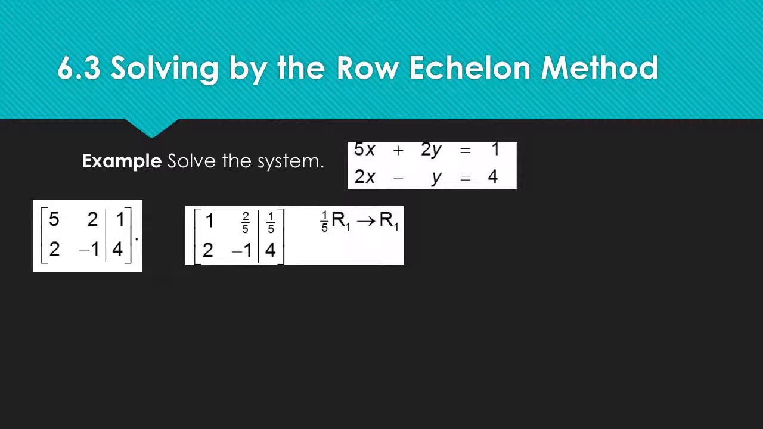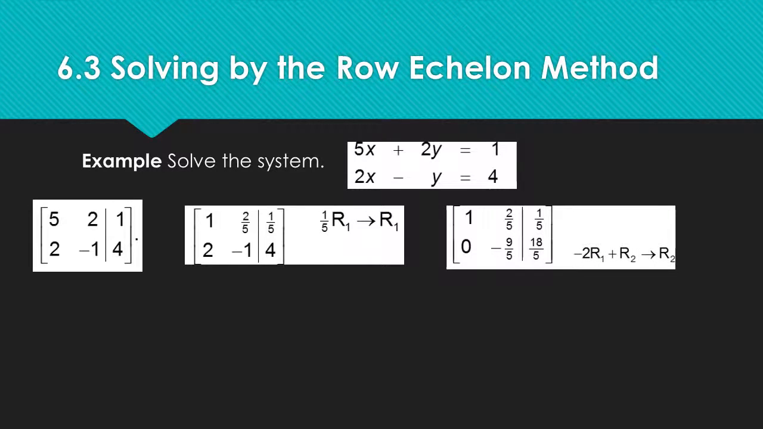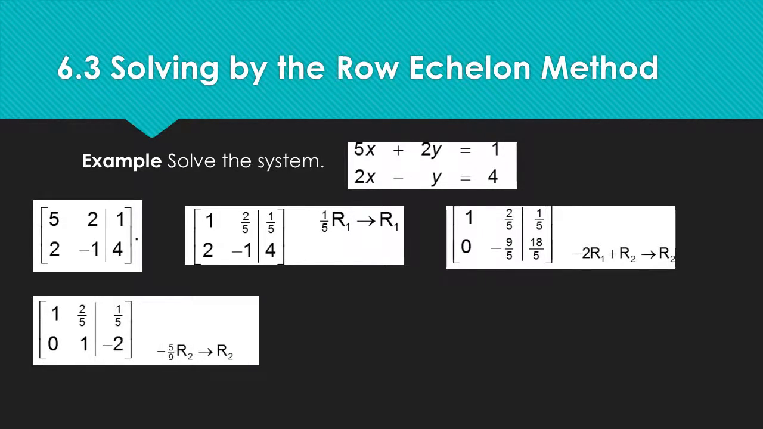Now our next job is to make that 2 below the 1 a 0. So what we're going to do is multiply row 1 by -2 and then add it. So -2 times 1 is -2, plus 2 is 0. -2 times 2/5 is -4/5, minus 1 is -9/5. -2 times 1/5 is -2/5, plus 4 is 18/5. Now we're going to make the -9/5 into a 1. And we're going to do that by multiplying by the reciprocal, -5/9.